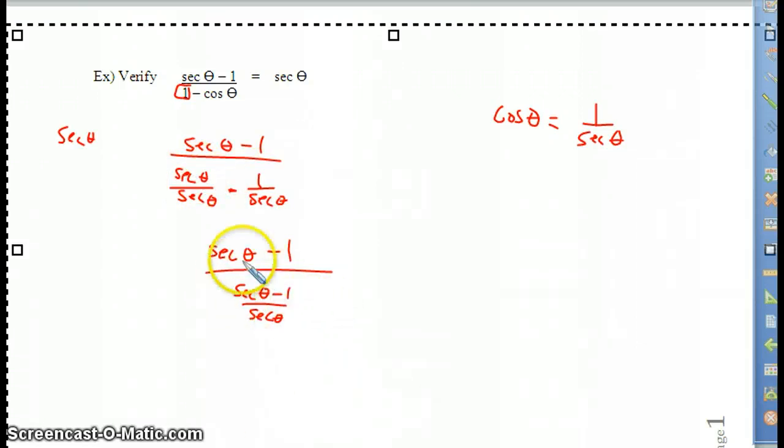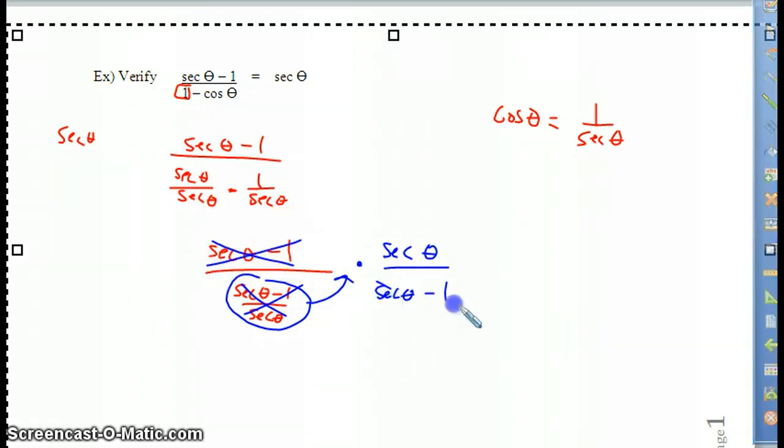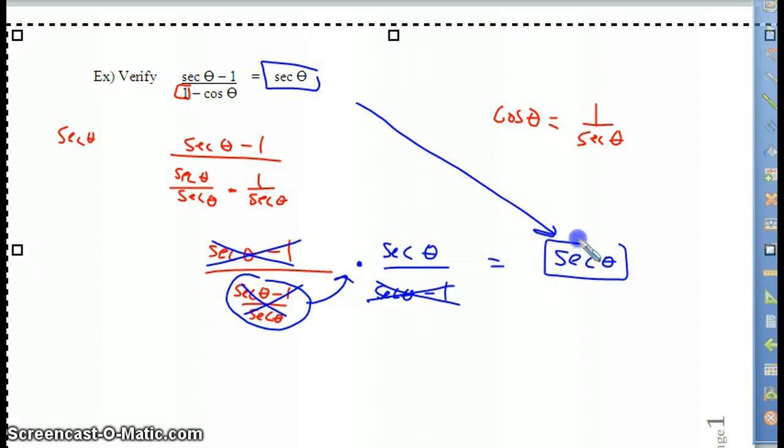Now the next problem is, how do I manipulate a fraction inside of a fraction? I can get rid of this by changing it from division to multiplying by the reciprocal. So this really goes away if I just multiply by the reciprocal. And the reason I want to do that now is because the secant minus 1 in the numerator and the secant minus 1 in the denominator will cancel out now. And now I just have secant. And that's what I want it to equal. So because I could show that both equal secant, then I was able to reduce that.